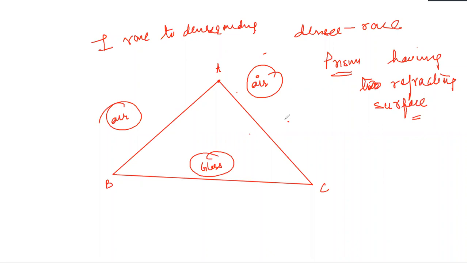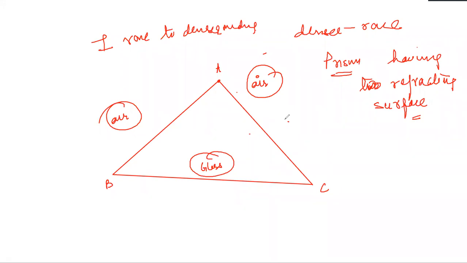I'm reading from the book for a while. A prism is a transparent medium bounded by two refracting surfaces. Prism के दो refracting surfaces होते हैं. Prism is a denser medium bounded by two refracting surfaces which provide light double refraction. Light का double refraction होता है.